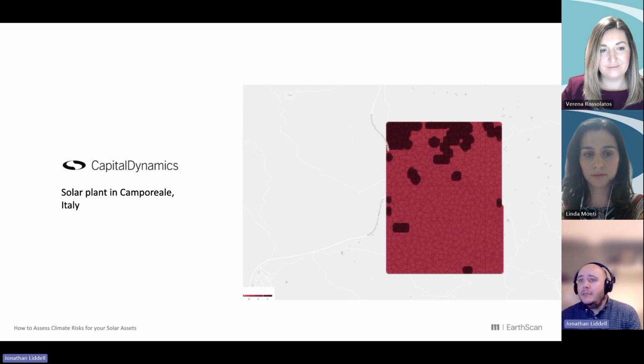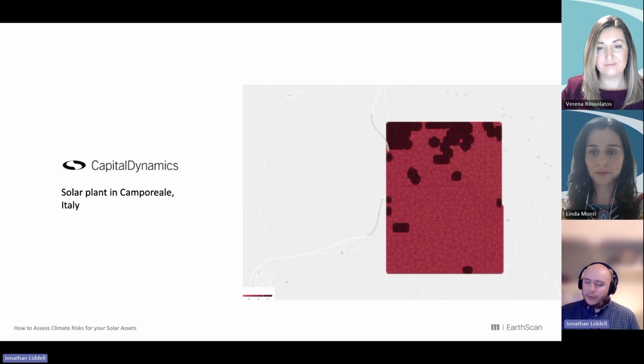We've also done the same in Campo Reale in Sicily, Italy. And in fact, this isn't flooding here, this is wildfire risk. And what we're able to show here is that there is significant wildfire risk towards the north of this solar plant, which may affect access to the plant itself. In which case, if there is significant wildfire, there may be significant increases in operational or financial losses associated with the solar plant.